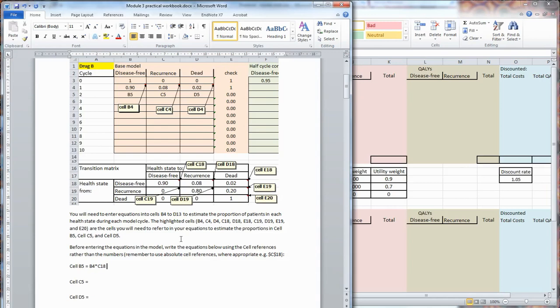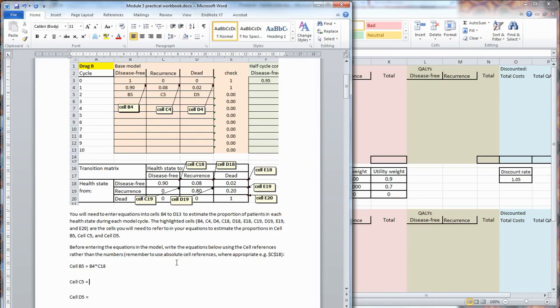And that's the only way that you can get into the disease-free state, is if you were in disease-free originally. So if you're in recurrence, you've got a 0 probability of moving to disease-free. If you're dead, you've also got a 0 probability of moving to disease-free. So for recurrence, very straightforward.